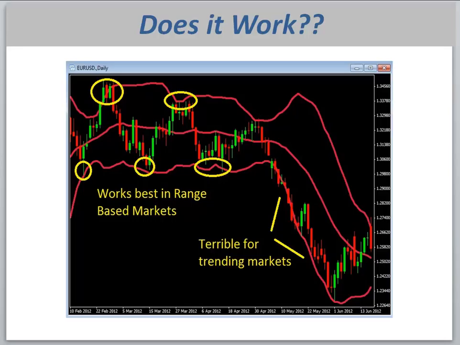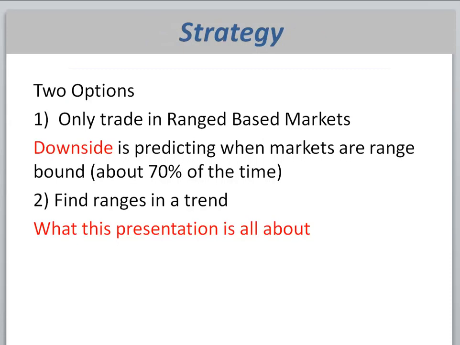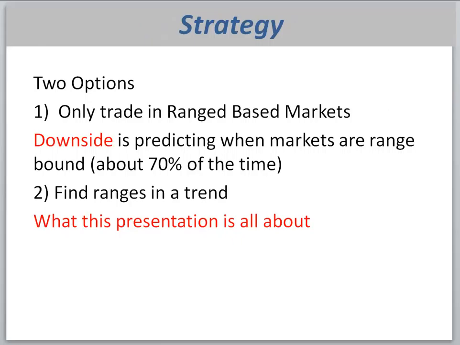So we see that in range-based markets, they work. However, when there's trending or a lot of big news, and when there's a lot of selling going on or a lot of really fast buying, then the Bollinger Bands don't work at all. Okay, so keep that in mind, knowing that they work best in some markets and don't work at all in other markets. So there are really two ways of trading.